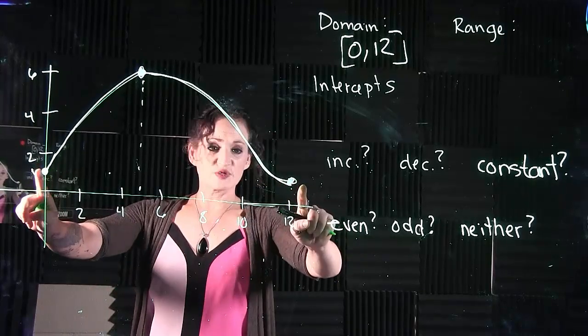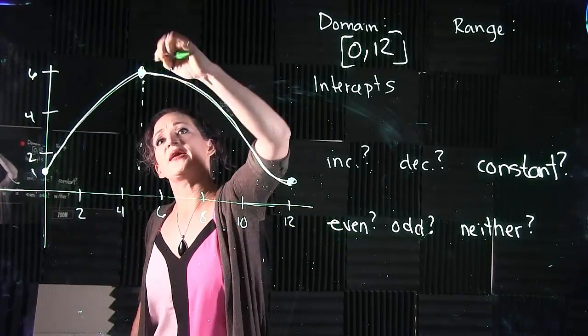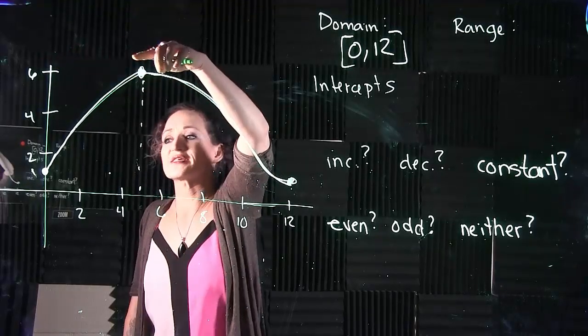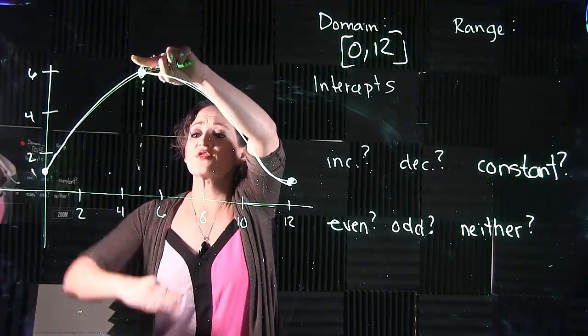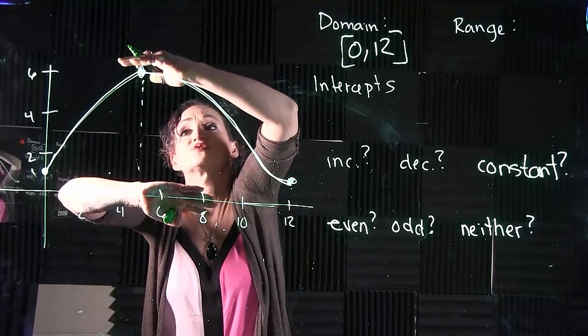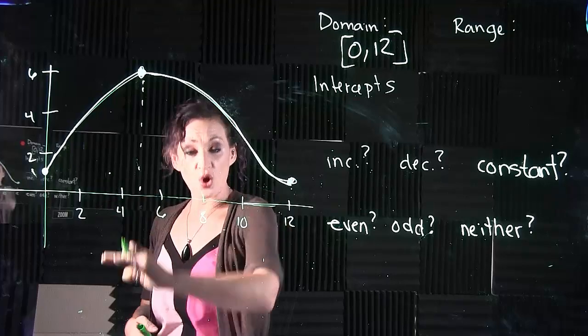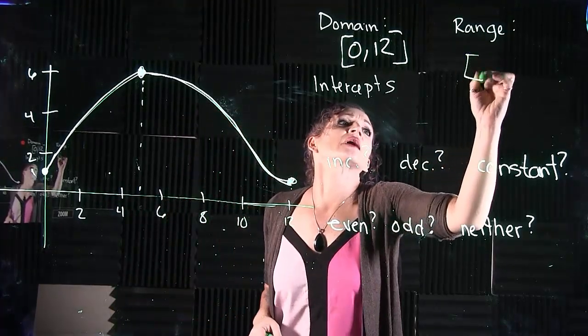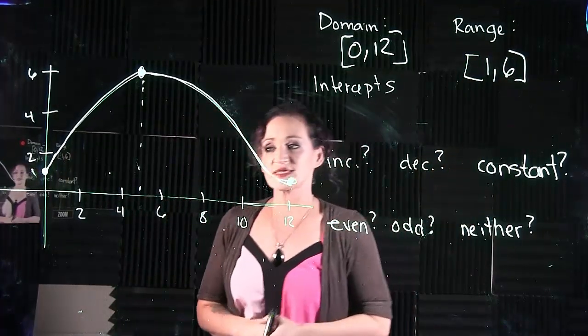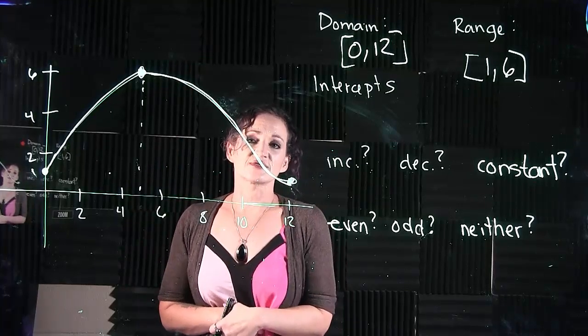So our graph, the lowest point is a 1. If we look at the peak of our graph over here, that looks to be about a 6. So we can safely say that our graph stems from 1 until 6. There is no points higher than 6. There's no points lower than that 1. So it looks like our range goes from 1 to 6 across our y-axis.